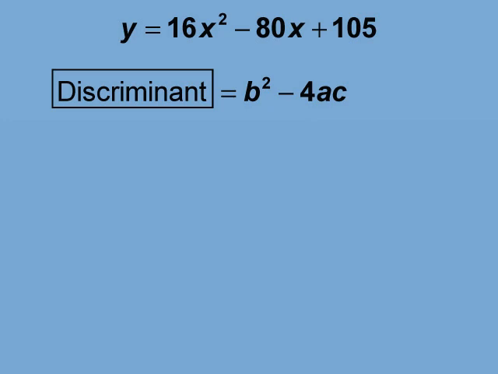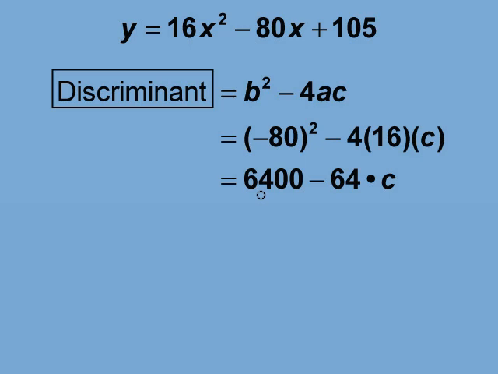The b value of minus 80 goes here. The a value of 16 goes here. Let's leave c as a variable because we want to know what c value gives us a discriminant of 0. Simplifying, we get 6400 minus 64c. In order for that to equal 0, then c needs to have a value of 100.